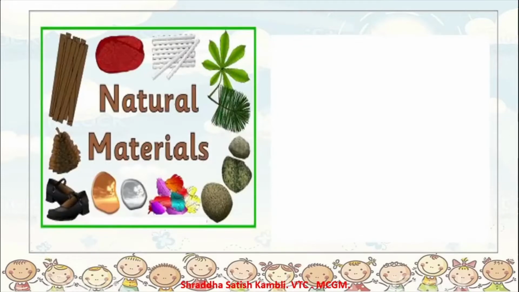There are certain things which are natural materials. For example, you have wood, you have wool, you have cotton, you have leaves, you have feather, stone, gold, silver. Okay, there are so many things which are natural. Natural means you and I do not make them. They are made by nature, they are made by God.